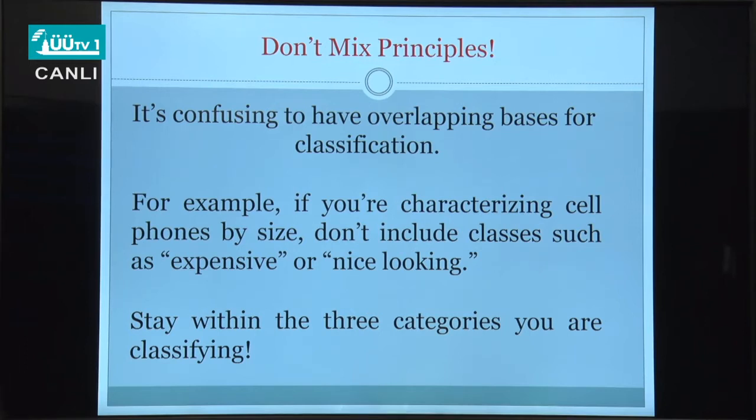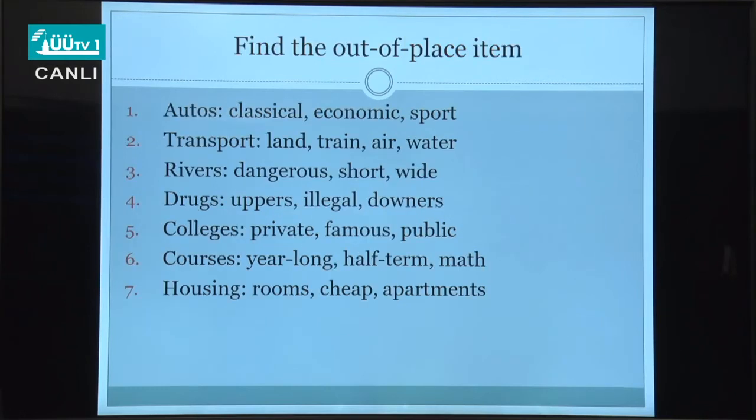For example, you should stick to the categories of small and large. If your principle is the cost of the cell phones, you should stick to the categories of expensive or cheap. It is really important to stay within the categories that we are classifying.